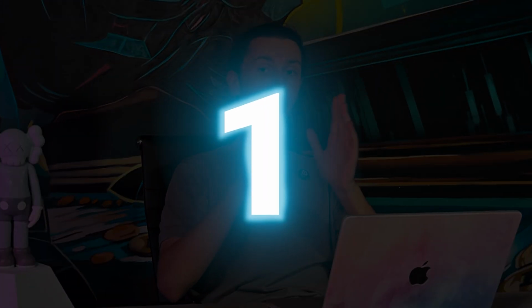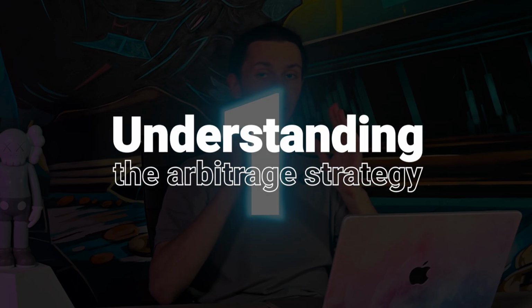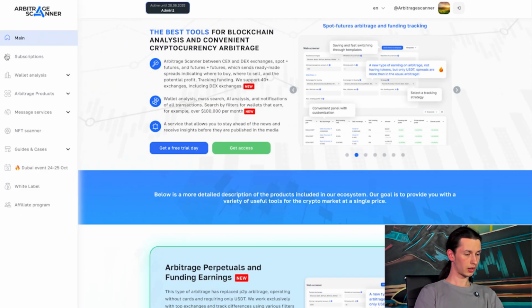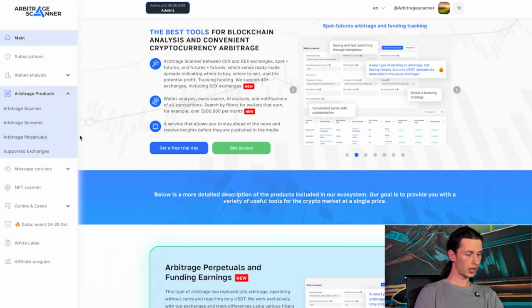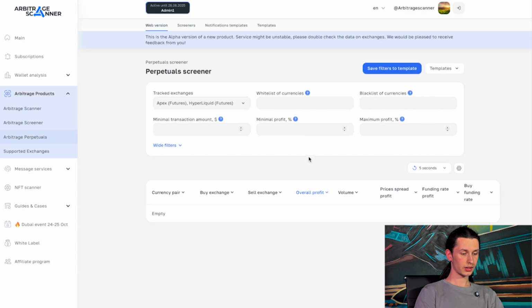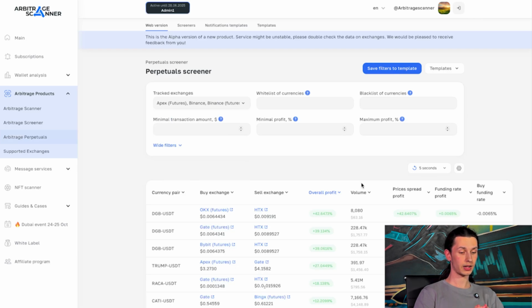The first thing for us to do would be to understand the arbitrage strategy. So the first step would be, of course, to go to our website, then click on Arbitrage Products and Arbitrage Perpetuals. So here we have a web version, which we will cover to understand the strategy better.